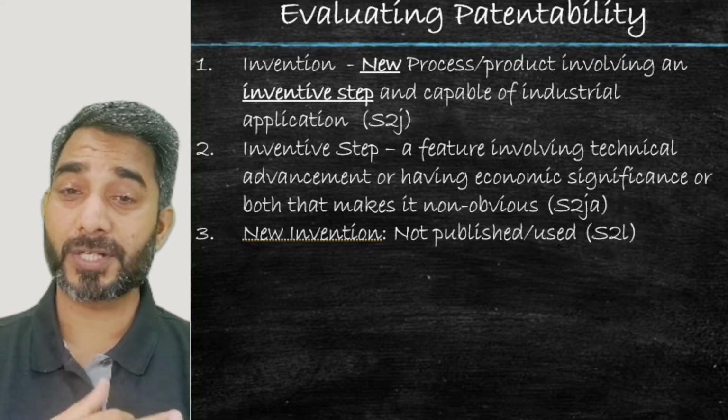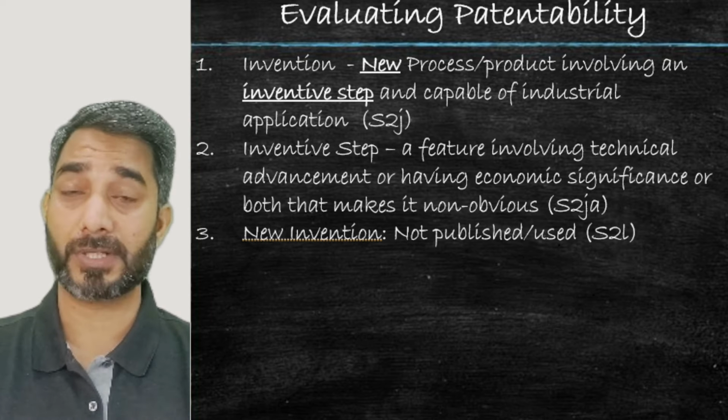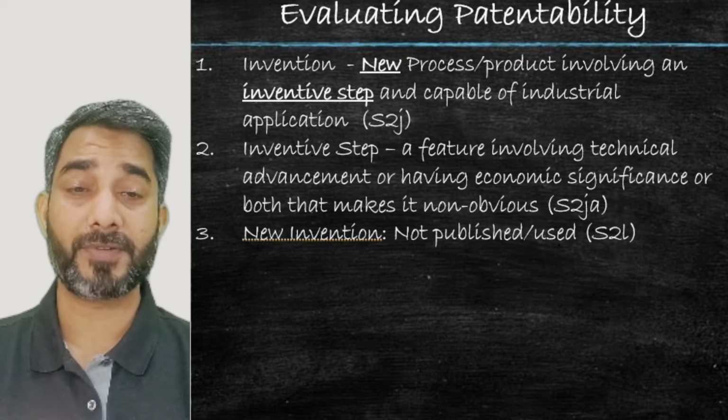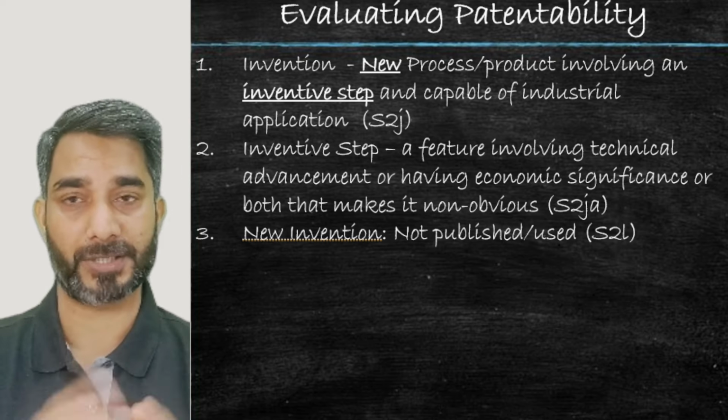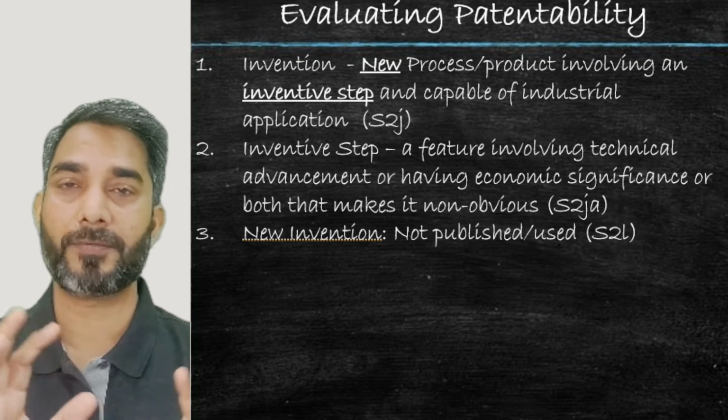So as per section 2J, an invention is a new process or product which involves an inventive step and which is capable of industrial application. Now, it says new, it means novel. It is different from existing art.